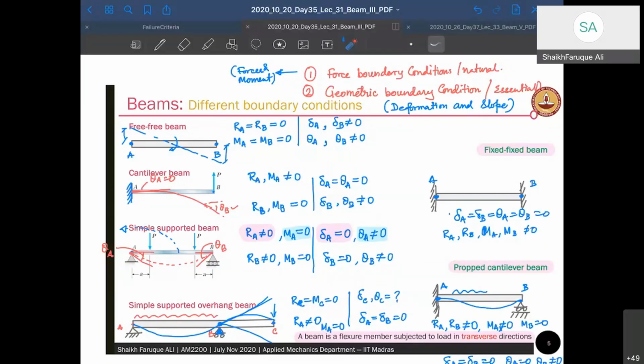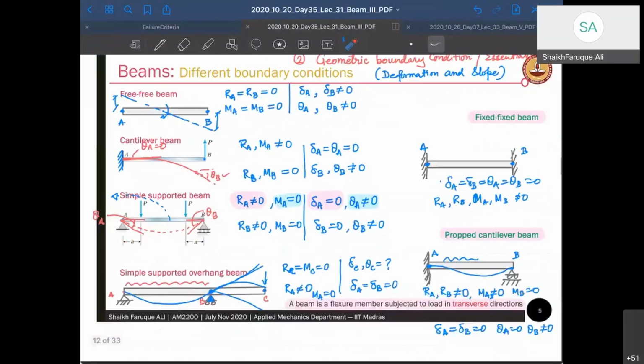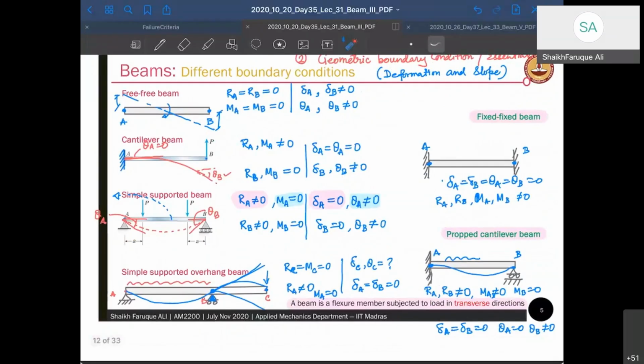Similarly, for fixed conditions, points A and B, both the points are fixed. Therefore, they will not have any deformation. So delta A, delta B, theta A, theta B, all of them are going to be 0. And all your unknowns will be your forces, RA, RB, MA, MB, and none of them is equal to 0. This is an indeterminate structure. Same here, there is another indeterminate structure whose conditions are also given. So go through this slide.